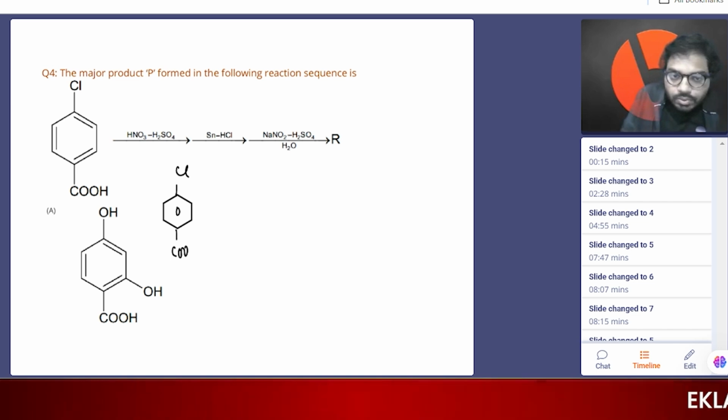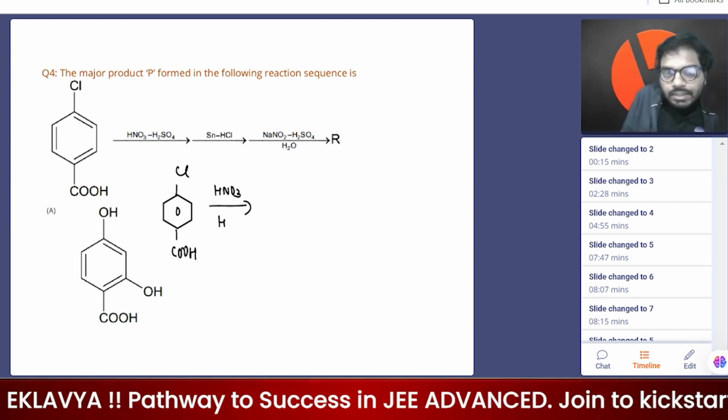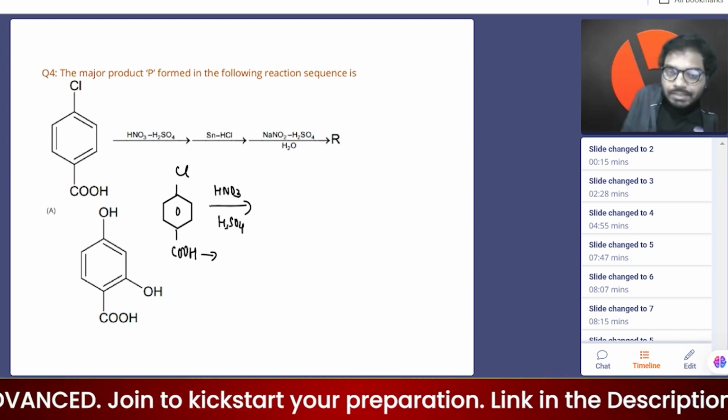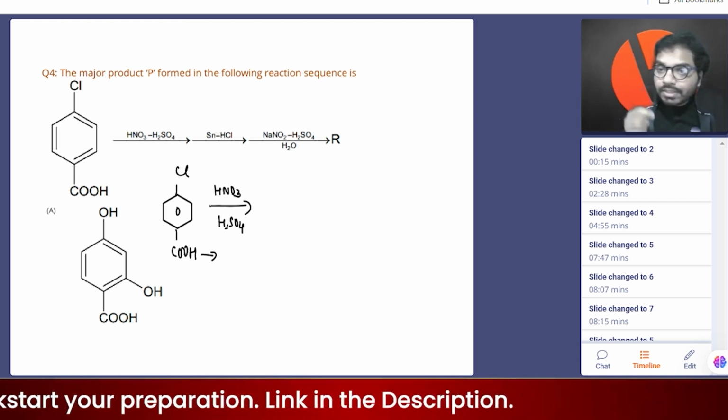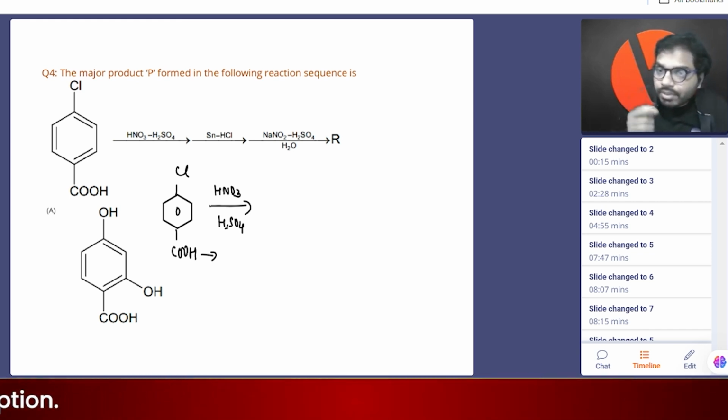So here it is chlorine and here it is COOH. And we can say actually the nitration will take place. Okay, so now listen carefully. As we know that COOH group, all the groups in which the pi bond is attached to a more electronegative atom, you can see here the pi bond attached to the oxygen, these are meta directing.